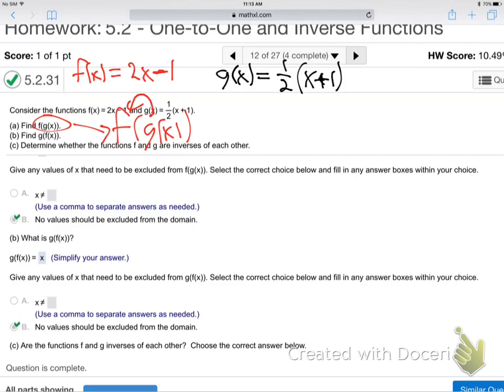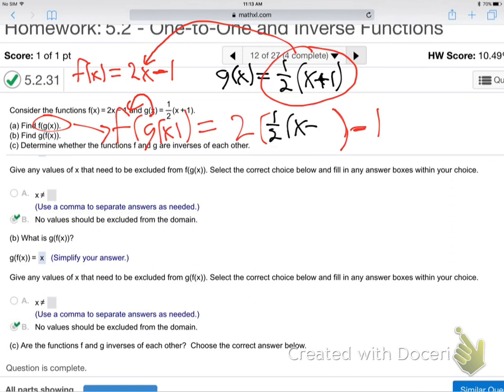So they want me to take all of g and put it in right there into the insert slot, the holes in the toaster for f. Okay, we can do that. So that will equal 2 times whatever minus 1. That's how f works, right? And what is that g? A half x plus 1. Is that good so far? I just plugged all of g into the insert slot in f.